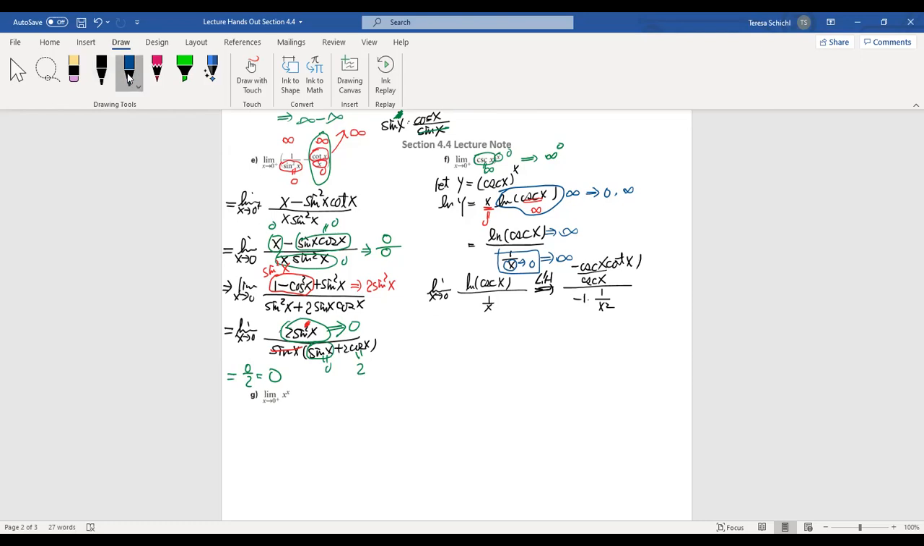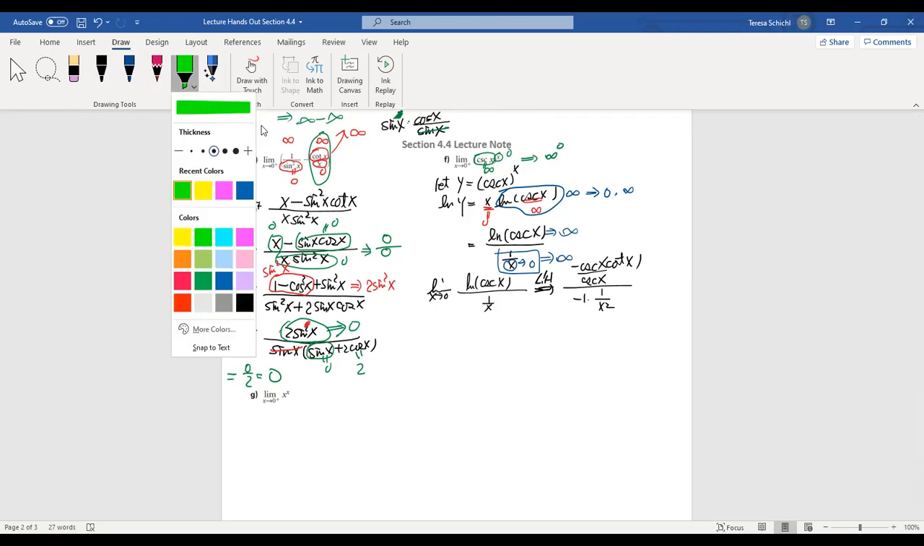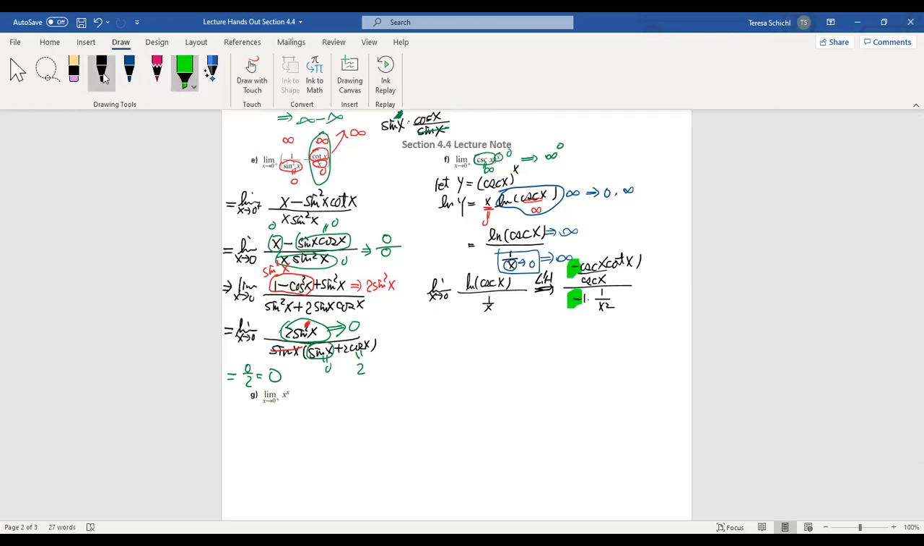Okay, so now let's see here. This negative and this negative disappear. So don't forget I have the limit. Okay, so it's the limit as x approaches 0. And then the cosecant, and so we can kind of cancel this, right?